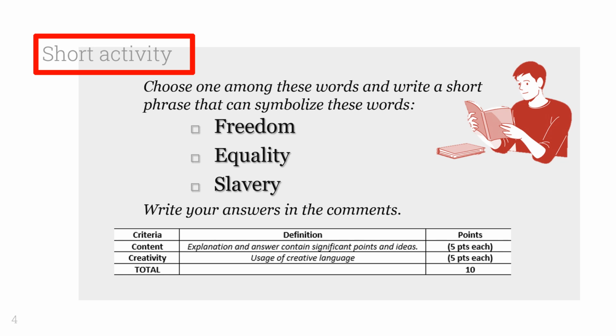At the bottom here, you can see the criteria or the rubric for your grading. So content, this is explanation and answer that contains significant points and ideas. It's 5 points. For creativity, it's the usage of creative language. So that's 10 points all in all. So 5 points each. You can choose between freedom, equality, and slavery. Just make your own figurative language or figurative phrase in the comments under this video.